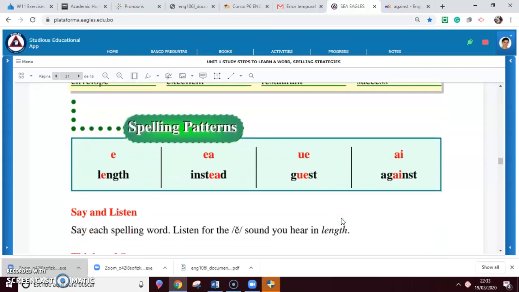Spelling patterns. So we have 4 spelling patterns for this sound. E, like in the word length. EA, like in the word instead. UE, like in the word guest. And AI, like in the word against. So pause the video and try to pronounce the words.